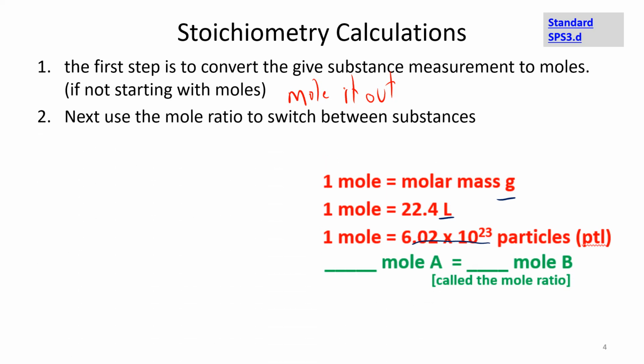Once you've got moles, then you're going to use your mole ratio. So this is always the middle part of multi-step conversions. When I'm switching from one substance to another, I'm going to have to use my coefficients in my mole A and my mole B.